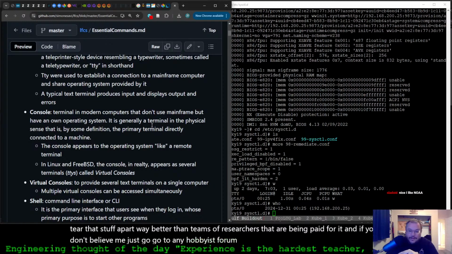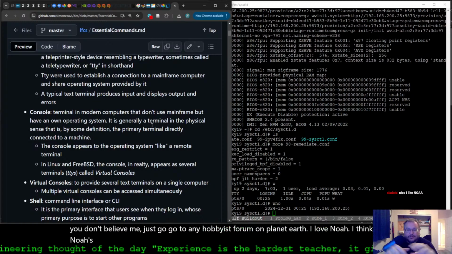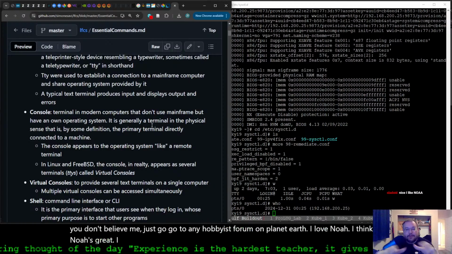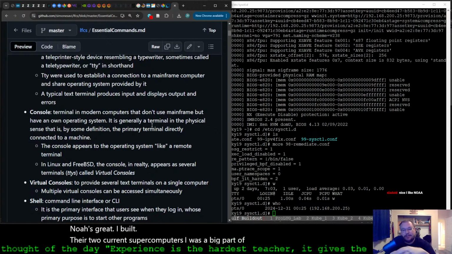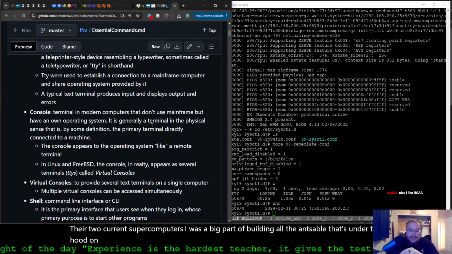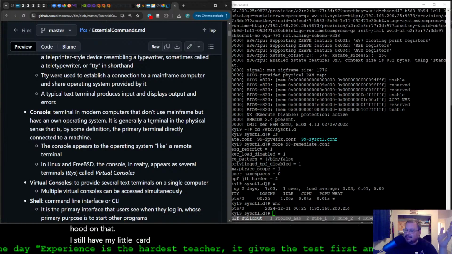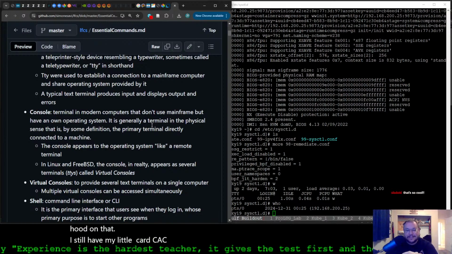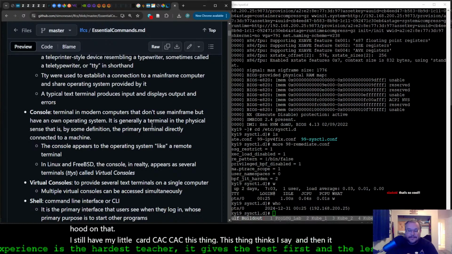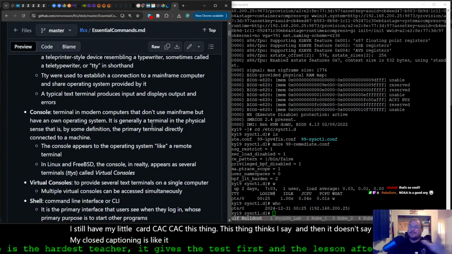I love NOAA. I think NOAA's great. I built their 2 current supercomputers. I was a big part of building all the Ansible that's under the hood on that. I still have my little CAC card. My closed captioning won't even let me say certain words. Anyways, neither here nor there.